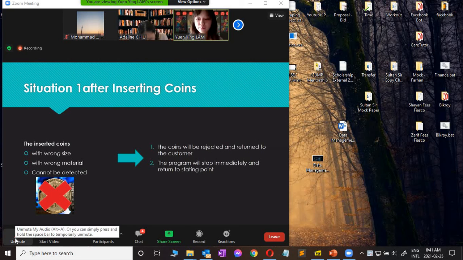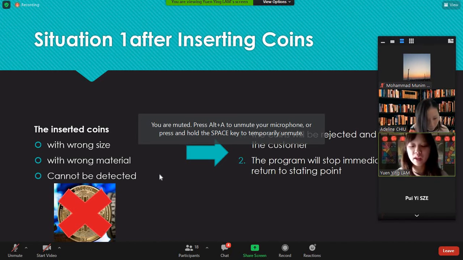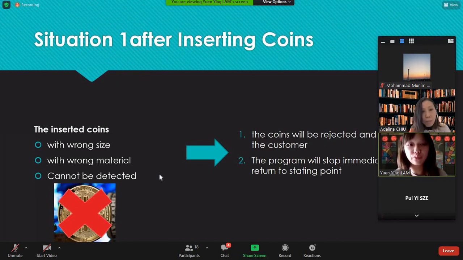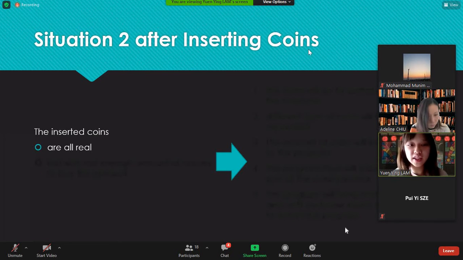The program will stop here immediately and return to the starting point. At this moment, if the customer keeps buying the product by inserting coins, then it will come to the second situation.